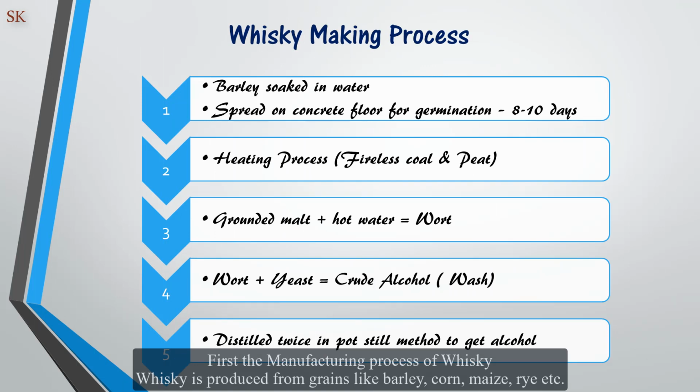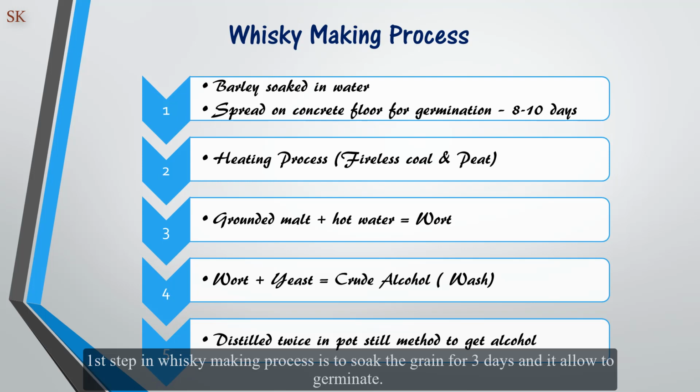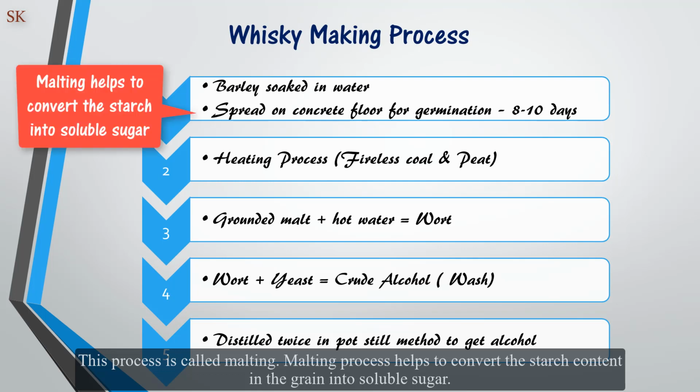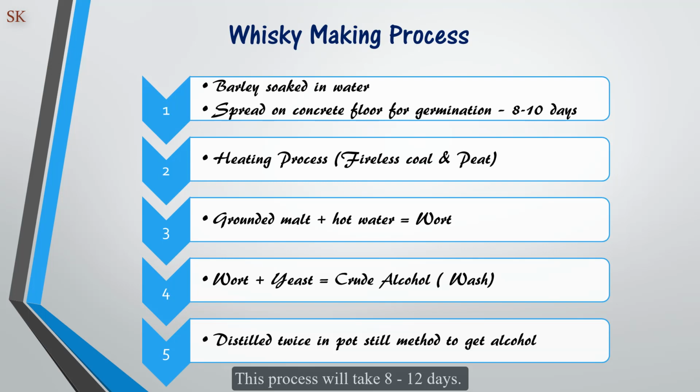Whiskey is produced from grains like barley, corn, maize, rye, etc. The first step in the whiskey making process is to soak the grain for about 2 to 3 days and allow it to germinate. This process is called malting. Malting helps to convert the starch content in the grain into soluble sugar. This process will take 8 to 12 days.